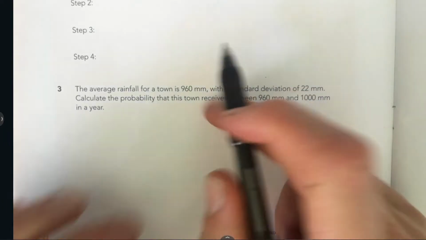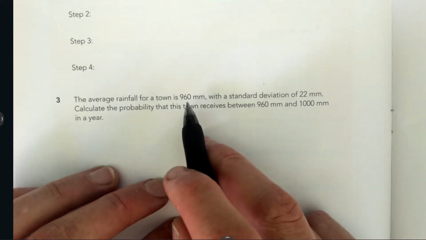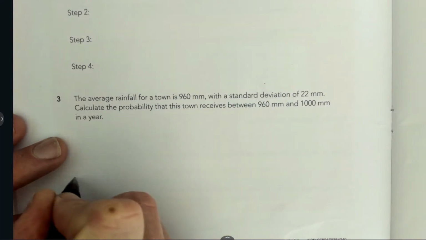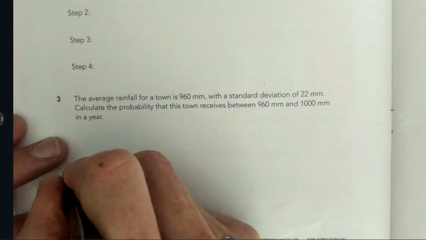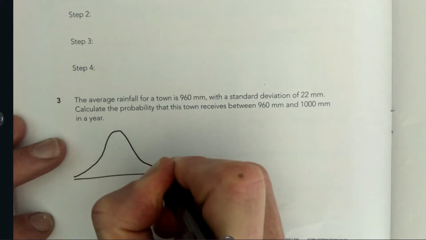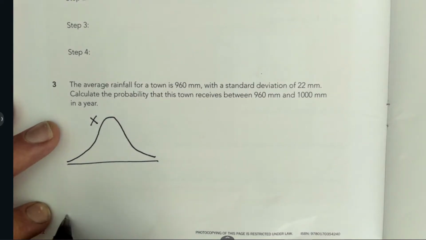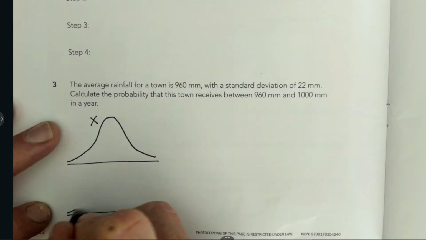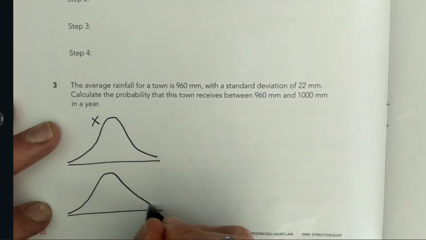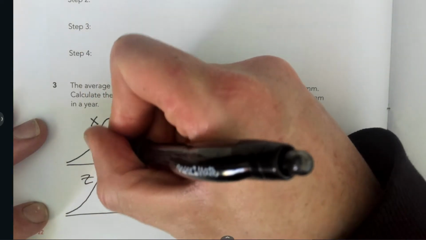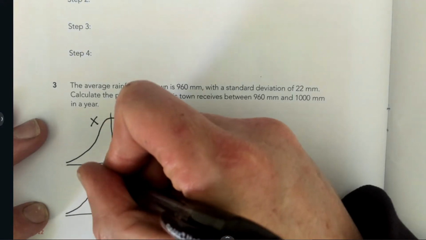Okay. The average rainfall for a town is 960 millimeters. Okay, this one's a little different. This is how I would do it. I'm going to do my steps. First thing I do is I draw my X, my random variable X, that's the question we're looking at, and right below it I draw my random variable Z, the standardized normal. They should look exactly the same. Draw a line in the middle, both of them.